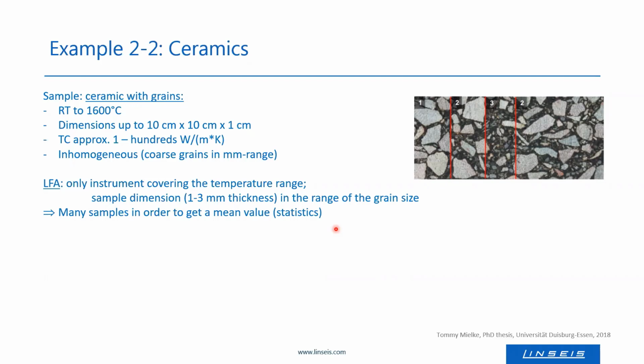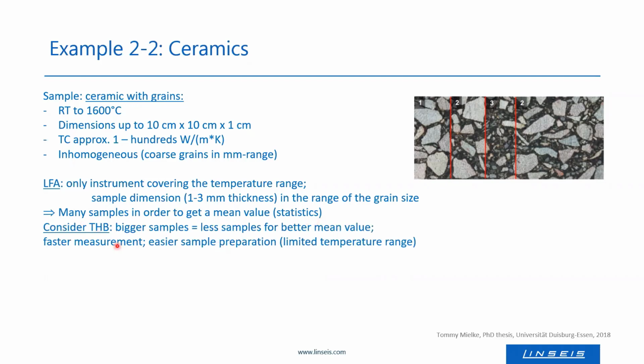which may be a quite challenging task to prepare many samples. So perhaps you can consider a transient hot bridge. This requires bigger samples, so you need less samples to get a better mean value. The measurement is very fast. The sample preparation is quite easy, so that you can get many result values to get statistics, but the temperature range is limited and does not cover the complete range. An example is shown in this picture.